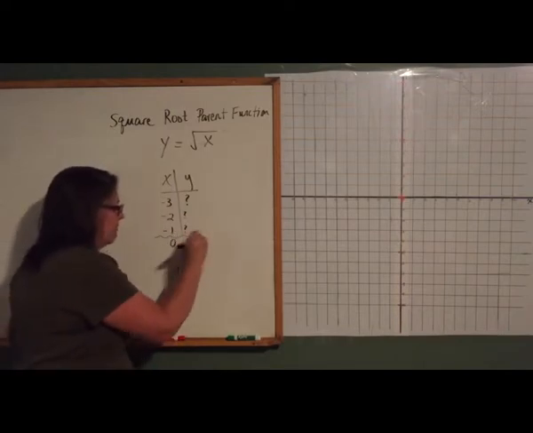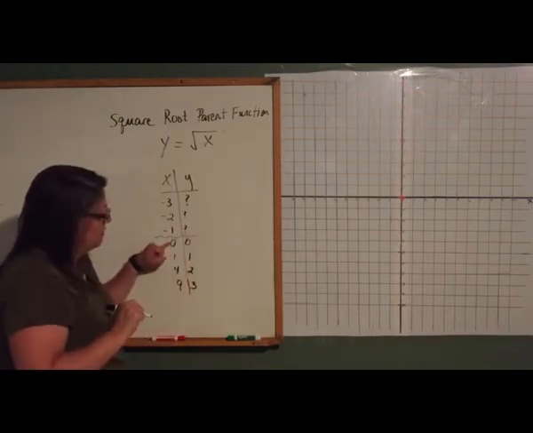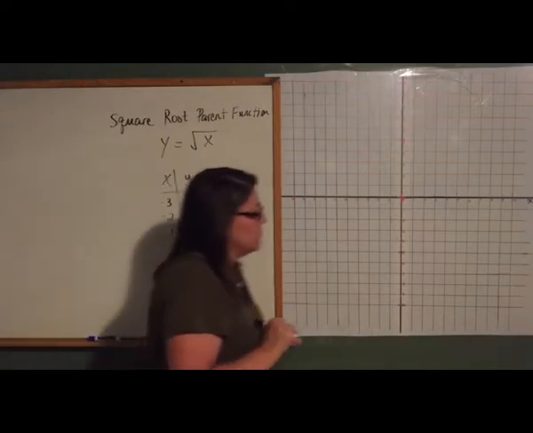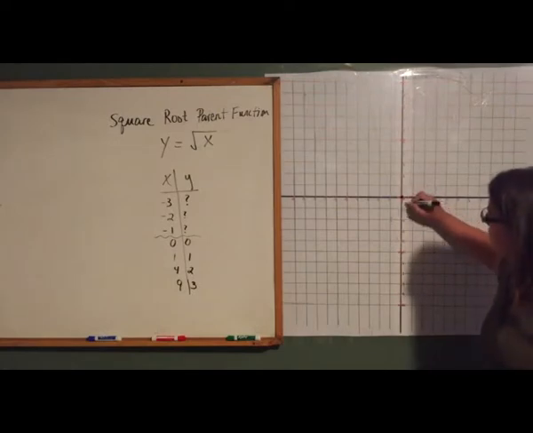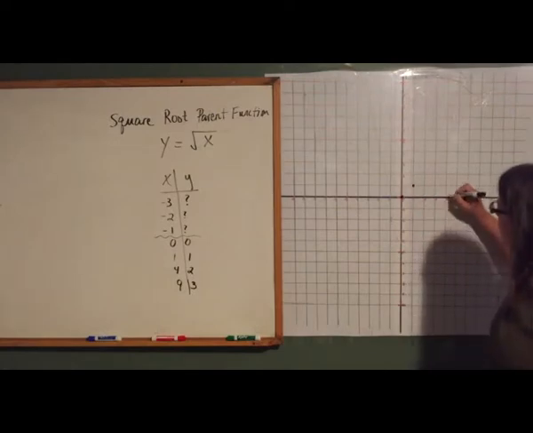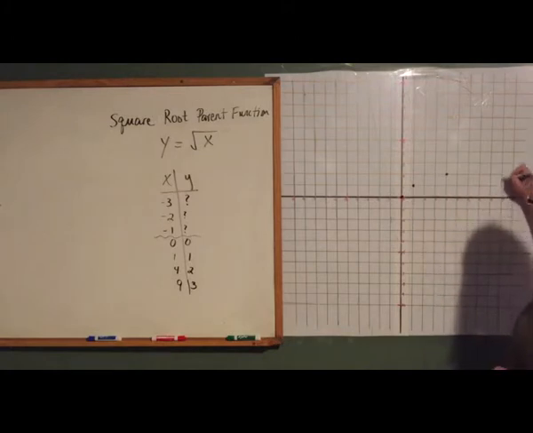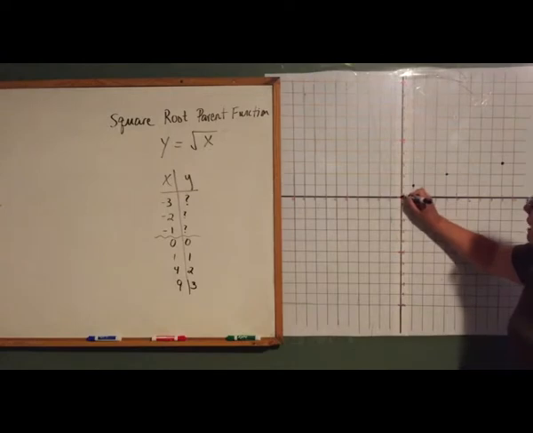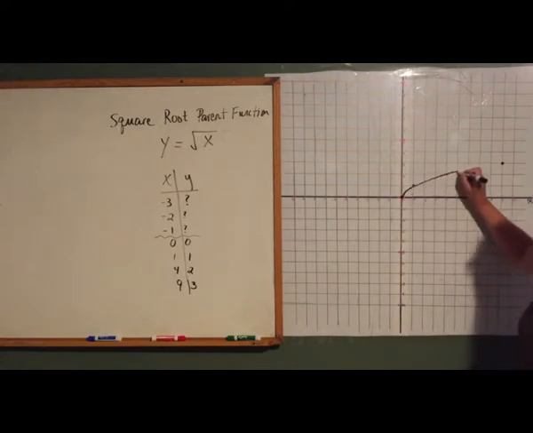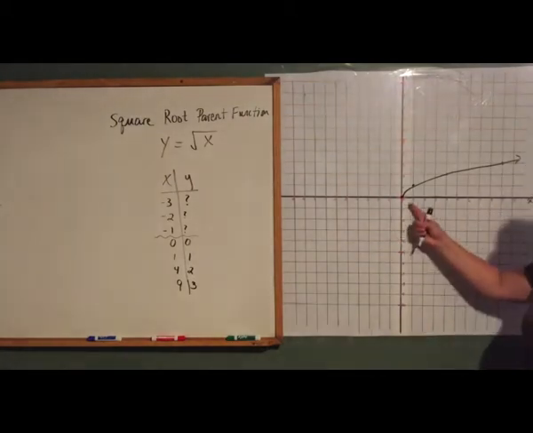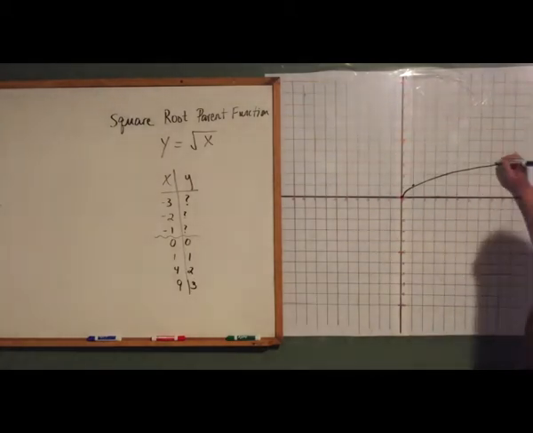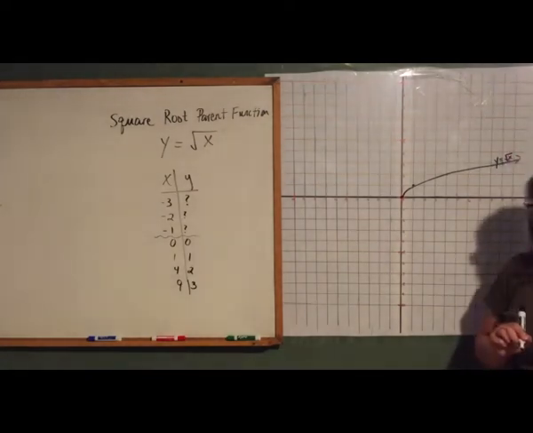So when I go to graph that, I'm going to start with this ordered pair 0, 0 and go from there. So if I go to my graph, 0, 0, 1, 1, 4, 2, and 9, 3 are my ordered pairs. And if I graph those, my square root function looks something like that. So this is the parent function of my square root, y equals square root of x.